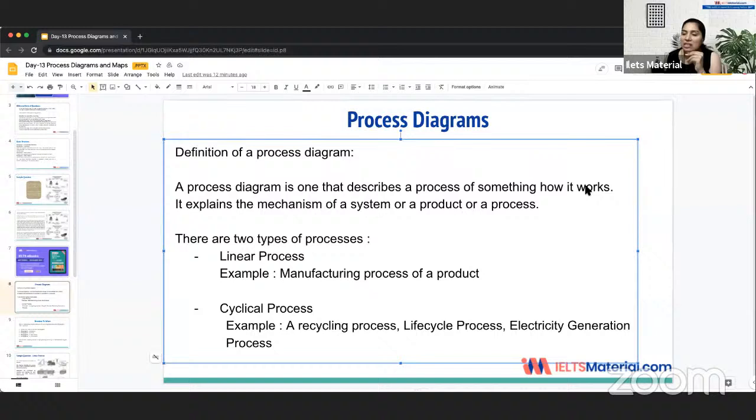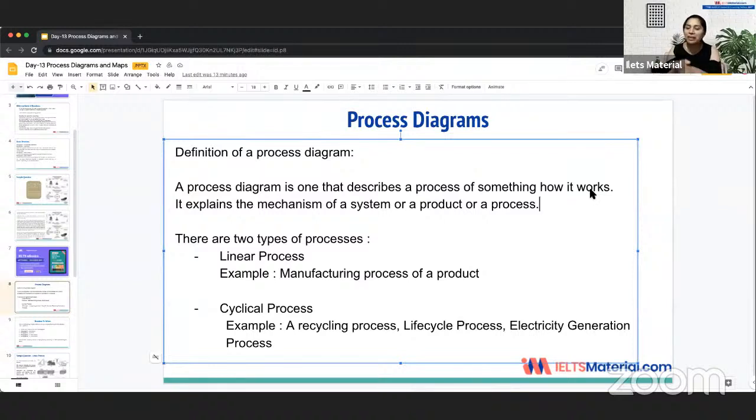Yes, Deepika, it's completely correct. When we talk about a cyclical process, it is continuous. That is, every time you see the cycle, right? So if I take the life cycle process, or a recycling process, or an electricity generation process, then that is a cyclical process. It starts from the first point, and every time it continues to go in a cycle, clockwise or anti-clockwise, but still it continues with a circular motion. It goes on continuously.